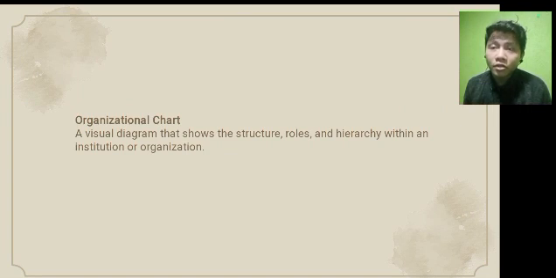Now, I'm going to discuss the organizational chart. So the organizational chart is a visual diagram that shows the structure, roles, and hierarchy within an institution or an organization.